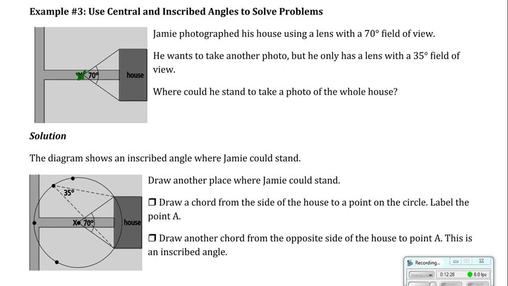Okay, so we need to think of this like, if this is the radius, we need to think of a circle going around his house, so you can maybe use a compass. And he needs to be somewhere on the outside of the circle, because any of those points will then make a 35-degree angle.